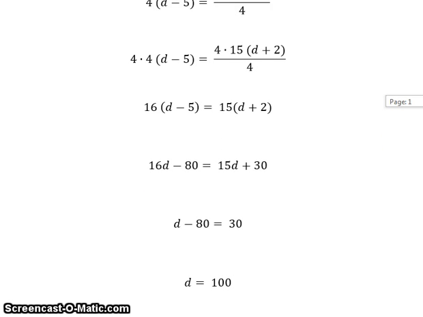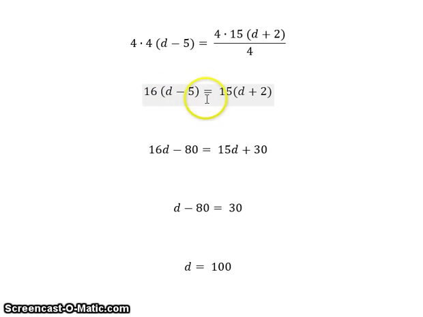So now I can distribute through. 16 times everything in parentheses gives you 16d minus 80, and then 15 times everything in parentheses gives you this. Subtract 15d from both sides. You're left with just a single d minus 80 equals 30, and now add 80 to both sides, and that should come out to 110.